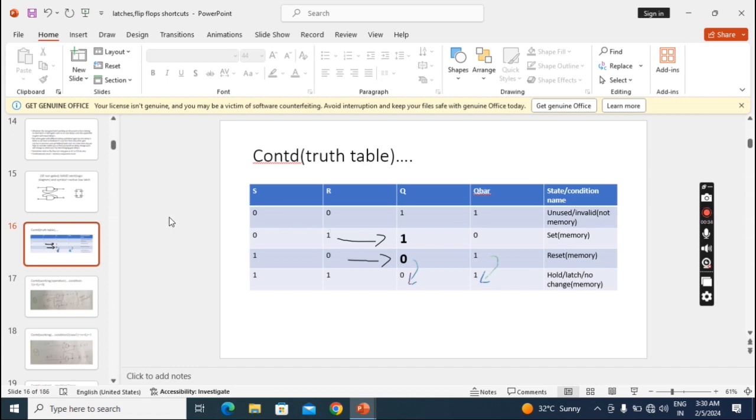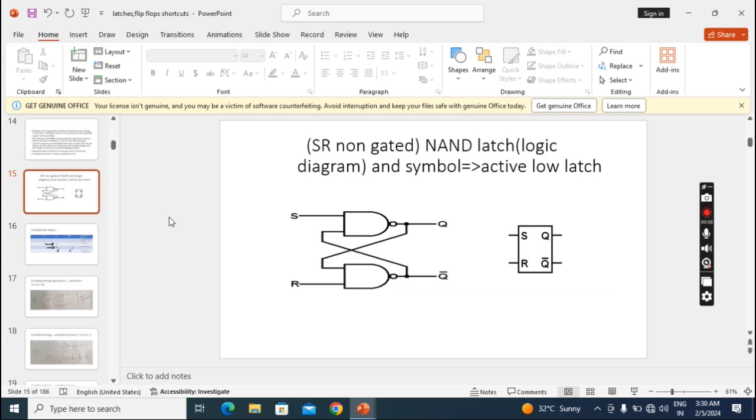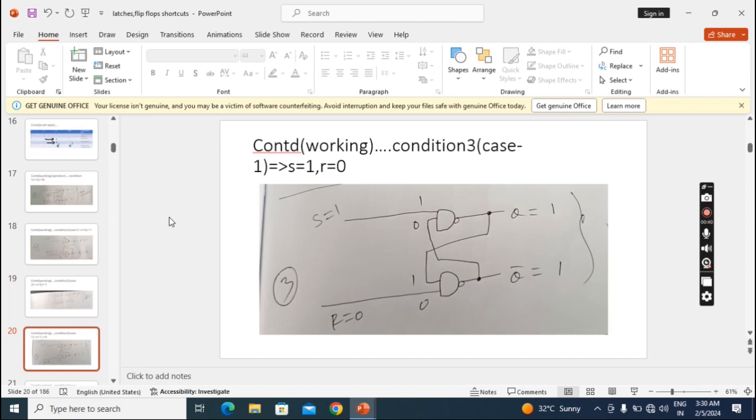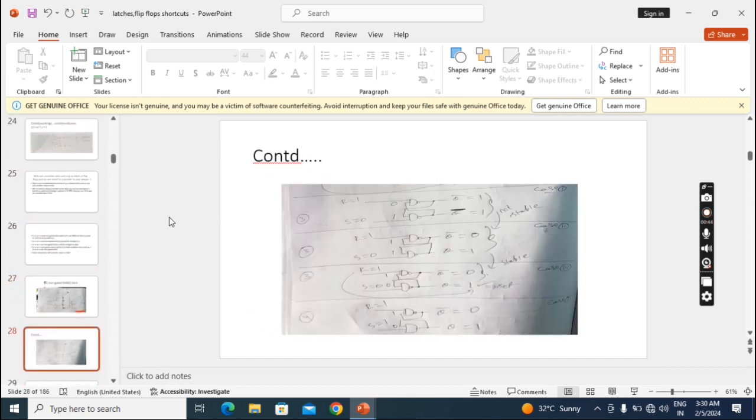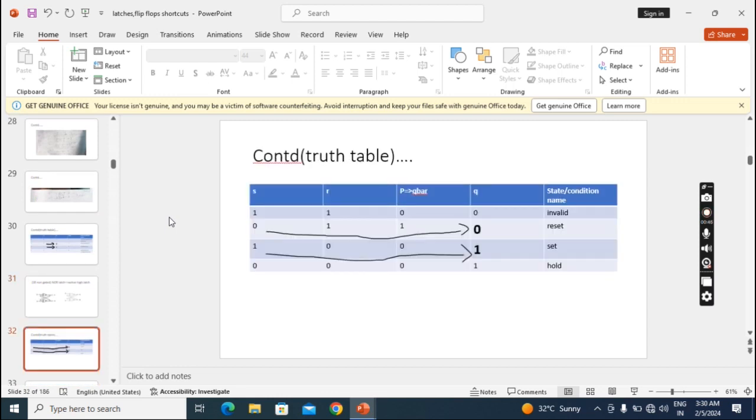To make it useful, valid, we have to change any one input. So the non-gated NAND latch is called an active low latch, and the non-gated NOR latch is called an active high latch. Because if we observe the truth table of NOR, it is invalid when inputs are high, active high, or 1 1. So to make it useful we have to change any one input or both inputs.